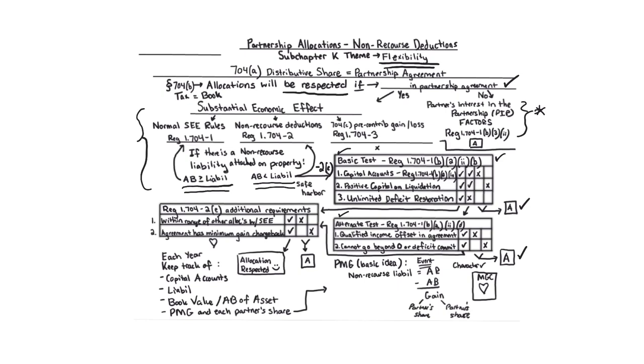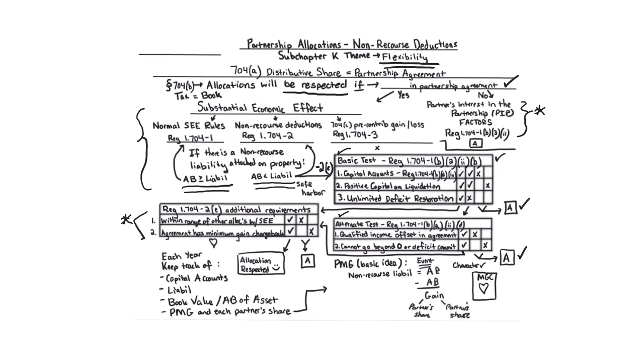If the basic test or alternate test is met, then you go on to the two additional requirements of Reg 1.704-2(e). The two additional requirements are listed here, and they are very important. The first is that the allocation for non-recourse deductions must be within the range of other allocations with substantial economic effect. Now, I'm going to explain this one more, and one of the questions that's being asked addresses this issue. So we're going to go back into that in depth. But just assume for right now we meet that.